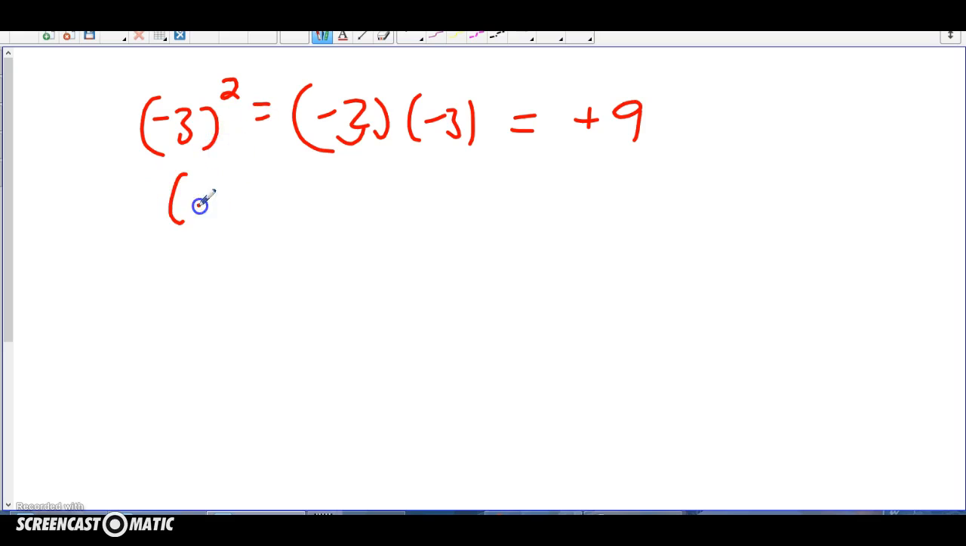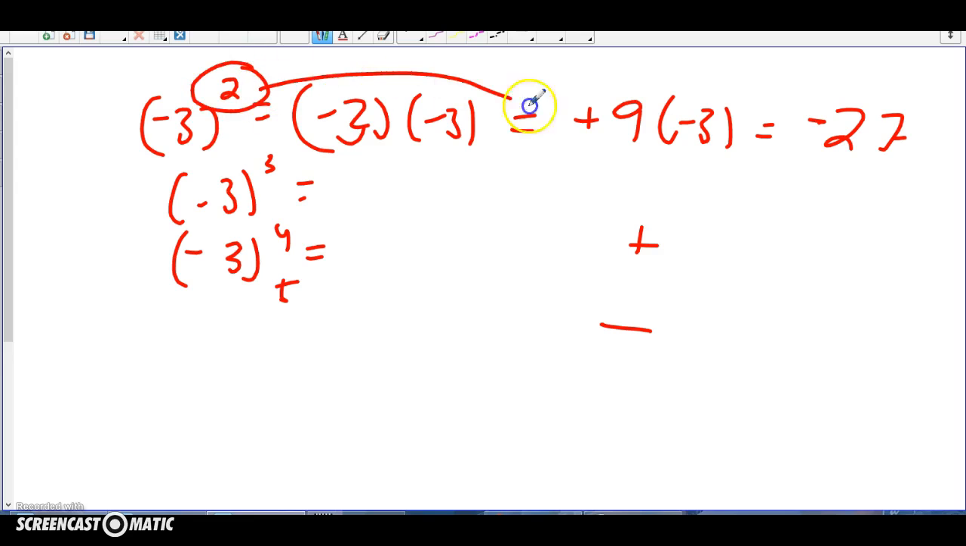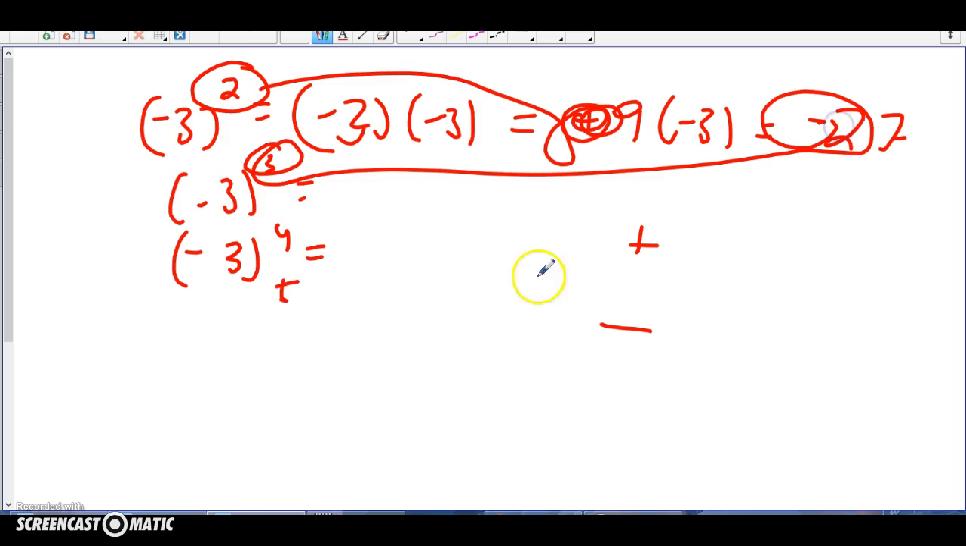So what you end up seeing is, if I add another negative 3 here, so it's negative 3 times negative 3 times negative 3, the number is 27, and then you get a negative. And then the next one, if I go negative 3 to the power 4, you're going to realize that you get a positive, and then to the power 5, you're going to get a negative. And what you end up seeing is even power is positive, odd power is negative. And there's a pattern to that.